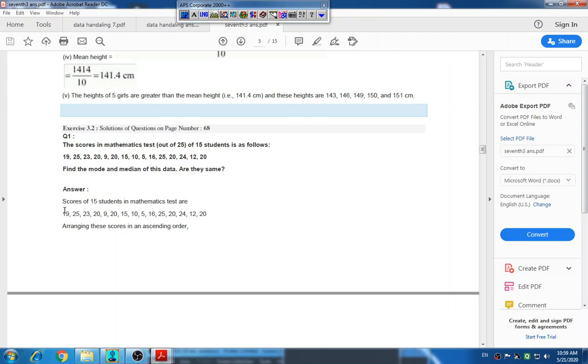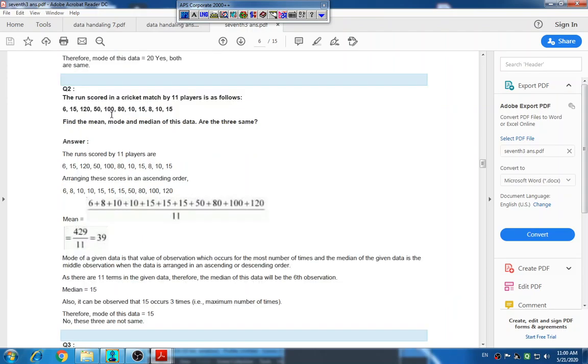Question number 2. The runs scored in a cricket match by 11 players are as follows: 6, 15, 120, 50, 100, 80, 10, 50, 8, 10, 15. Find the mean, mode and median of this data. Here we have the runs scored by 11 players, and if we arrange them in ascending order, we can see 6, 8, 10, 10, 15, 15, 15, 50, 50, 80, 100, 120.